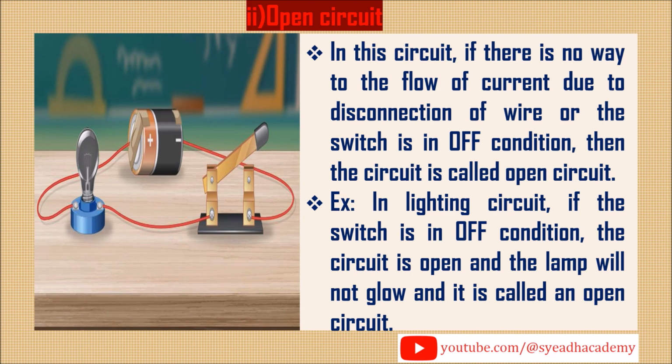Open circuit. In this circuit, if there is no way for the flow of current due to disconnection of wire or the switch is in off condition, then the circuit is called open circuit. Example, in lighting circuit, if the switch is in off condition, the circuit is open and the lamp will not glow and it is called an open circuit.